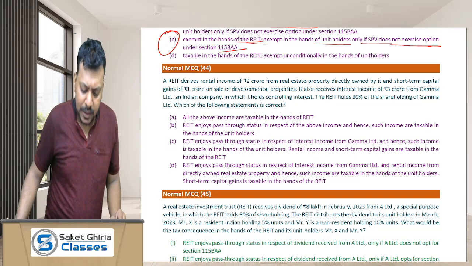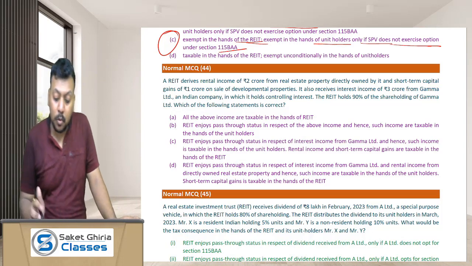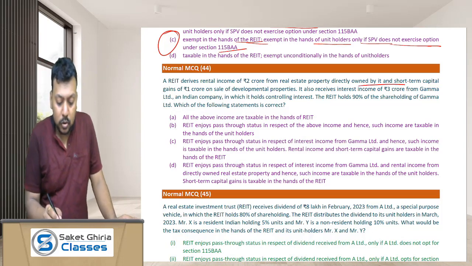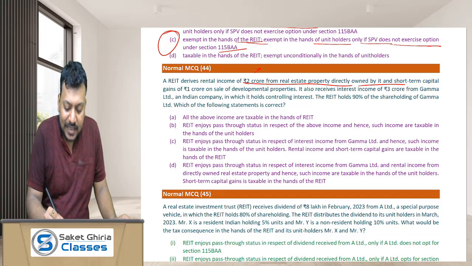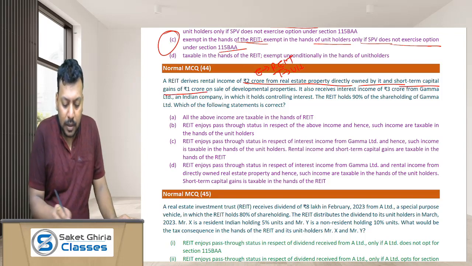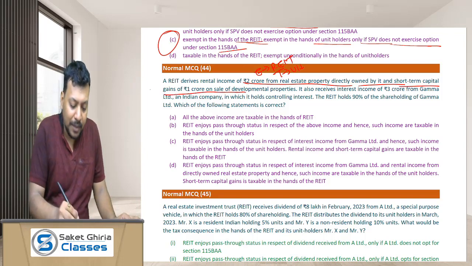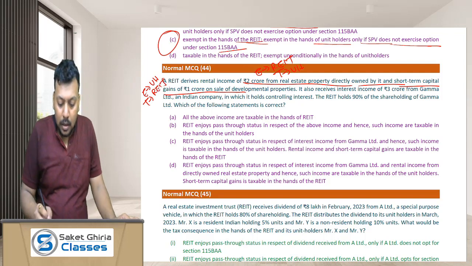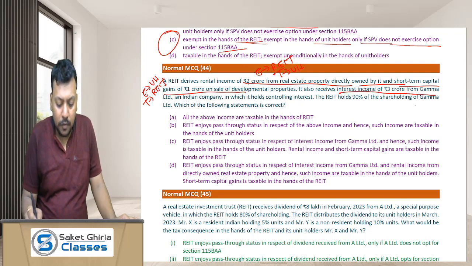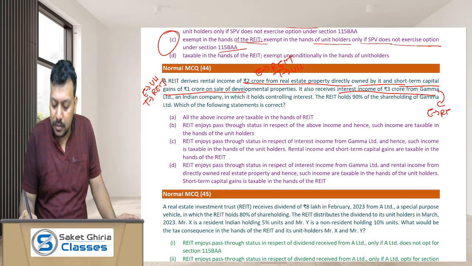Moving further, RIT derives rental income of 2 crore from real estate property directly owned by it. Dear friends, this rupees 2 crore is exempt in the hands of RIT but taxable in the hands of unit holders. Short-term cap gain of 1 crore on sale of development property. This short-term cap gain is exempt in the hands of unit holders but taxable in the hands of RIT. Okay, it also receives interest of 3 crore from Gamma Limited, Indian company, meaning SPV. This is exempt in the hands of RIT but taxable in the hands of unit holders.